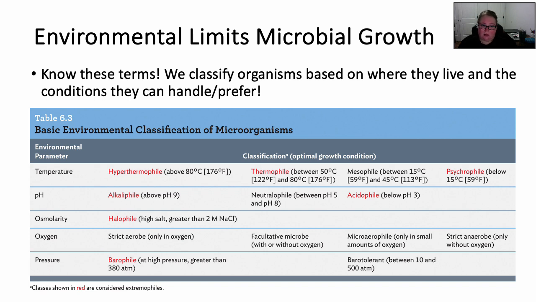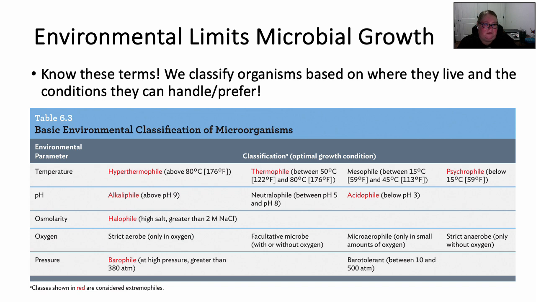Know some places where you can find these extremophiles, but also we need to know some terminology for the test that concerns these extremophiles. We need to be able to classify them by where they live and the conditions they can handle or prefer. Now, I'm going to say this. You do not have to memorize the numbers. You don't have to know the ranges. You have to just have a basic understanding of what these terms mean. So you're going to be tested on the temperature extremophiles. We have hyperthermophiles, thermophiles, mesophiles, and psychrophiles.